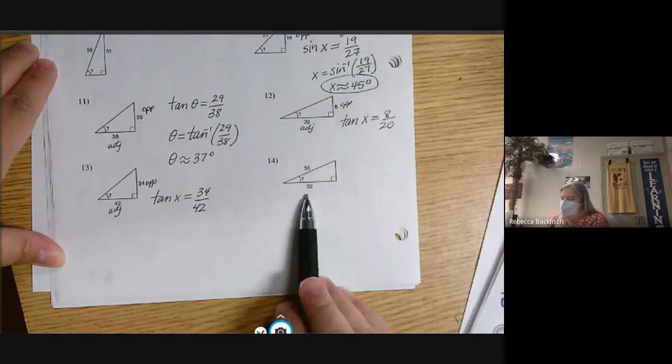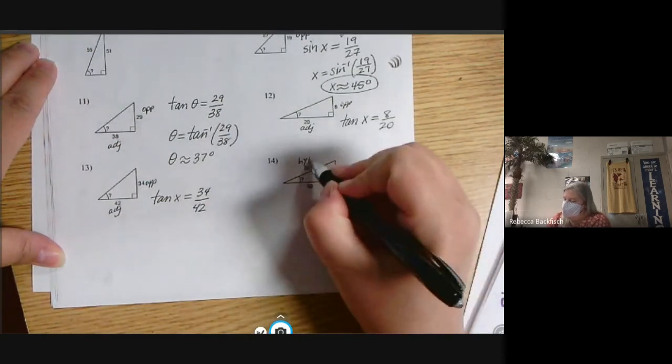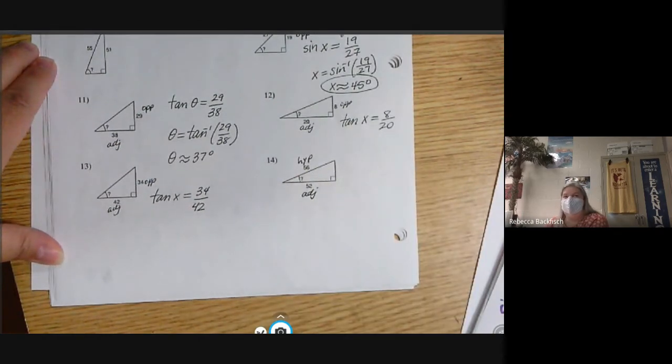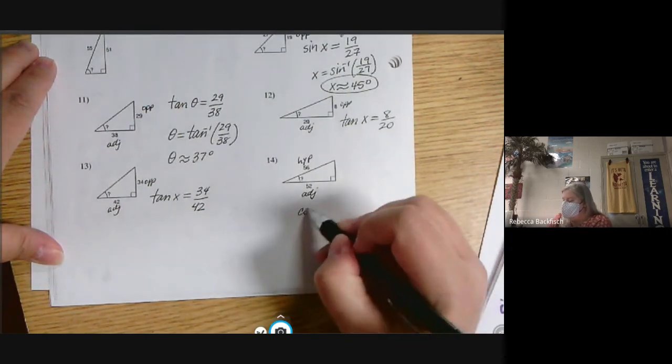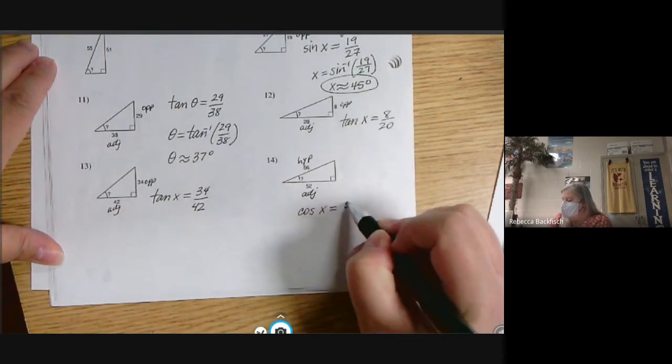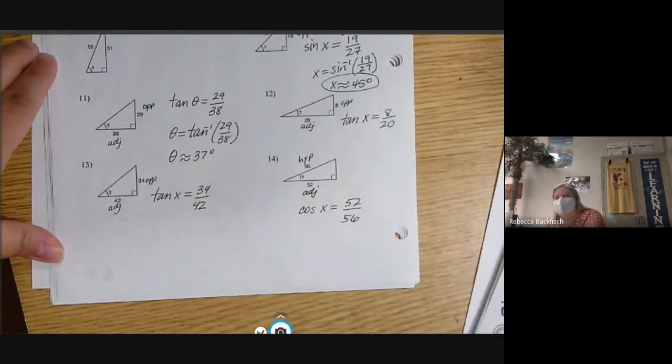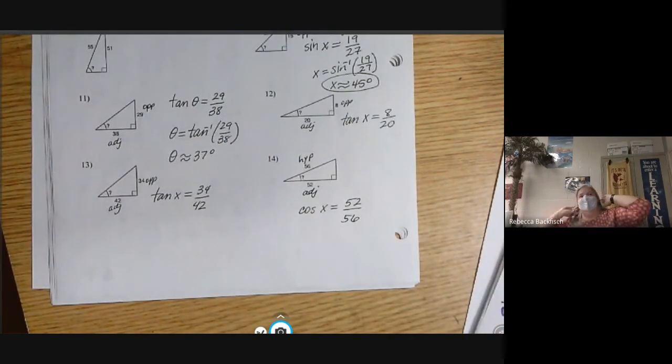For number 14, this one is adjacent, and this one's hypotenuse. The 56 is hypotenuse, the 52 is adjacent. Hypotenuse and adjacent is cosine, so I'm going to say cosine of x equals adjacent over hypotenuse. So those are just my equations that I start the problem with. But with finding the angle, there's not a whole lot left to do after that. First of all, any questions about the equation setup?